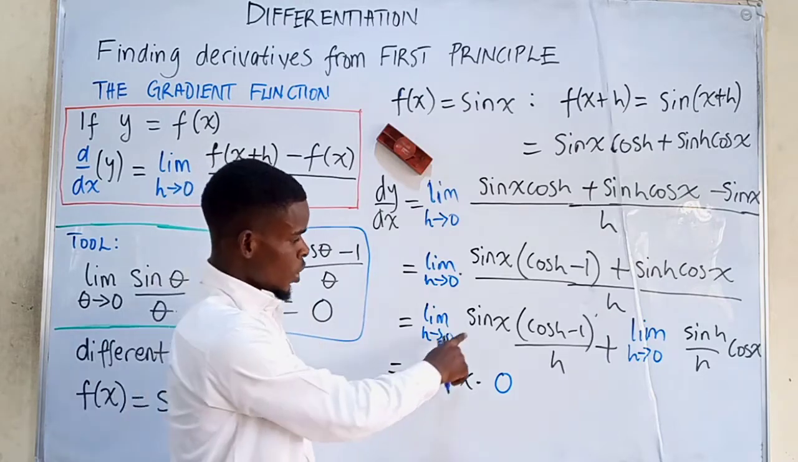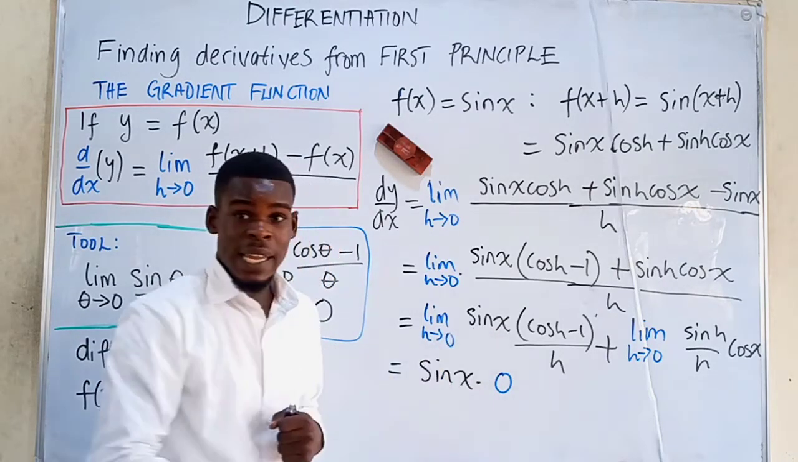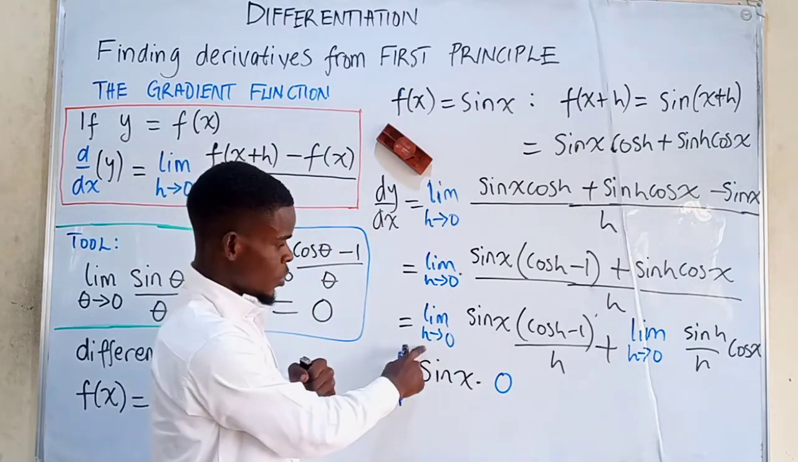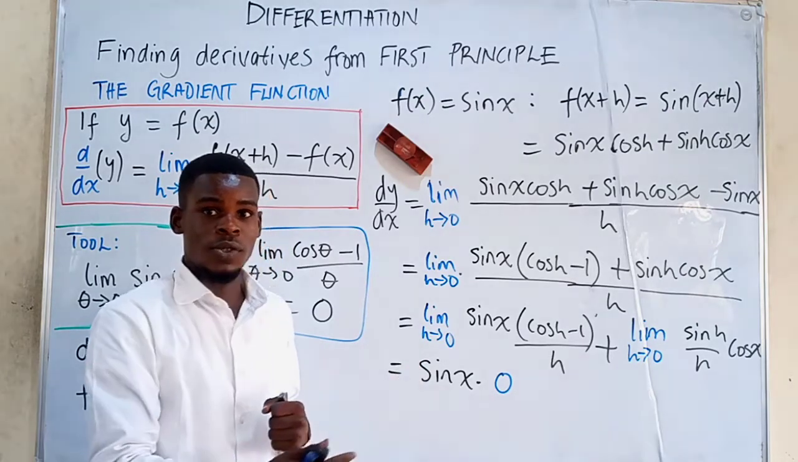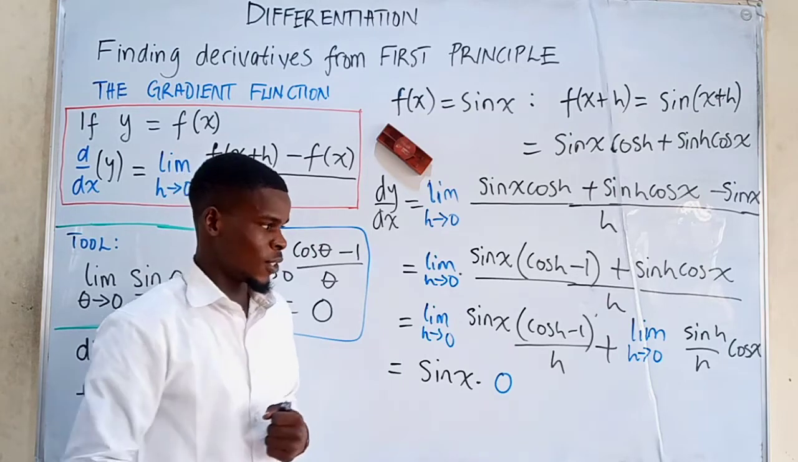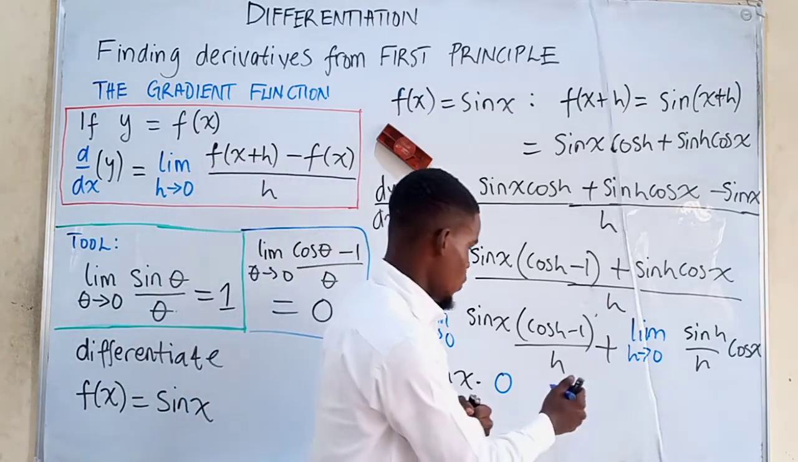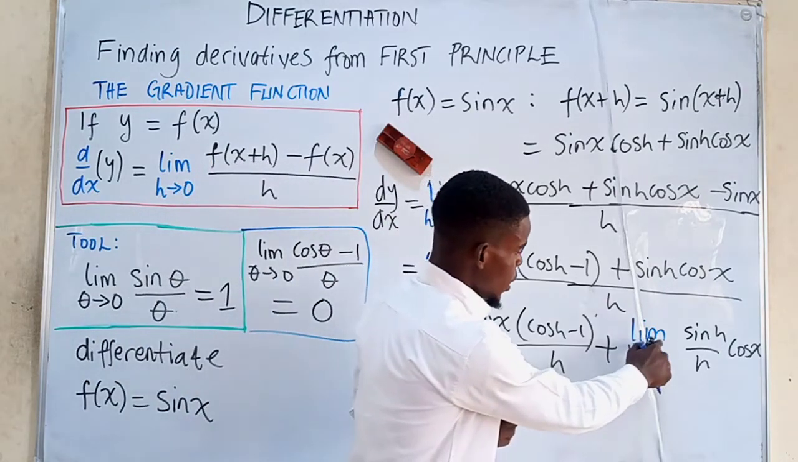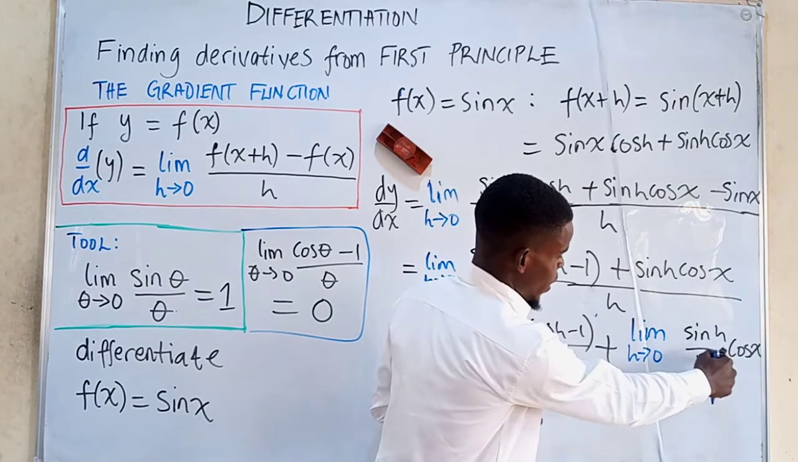Remember, we do not take the limit of this sine x because sine x has no h in it, all right? This limit has to do with h going to 0. There is no h here, so that limit will not affect that function because it's just sine x. Good. Now we add it with the limit as h tends to 0 of sine h over h.